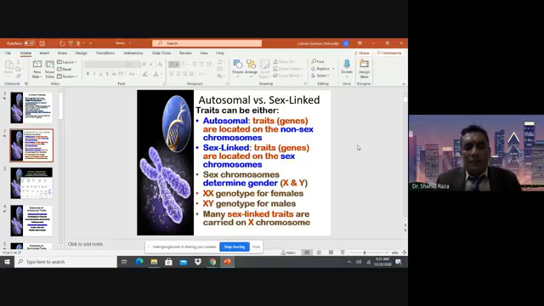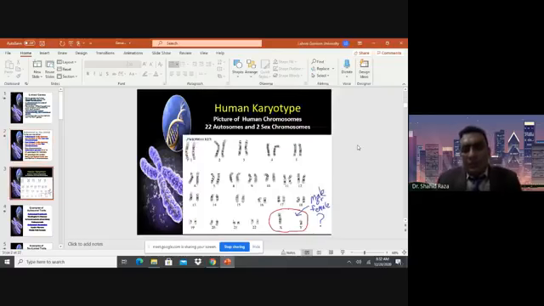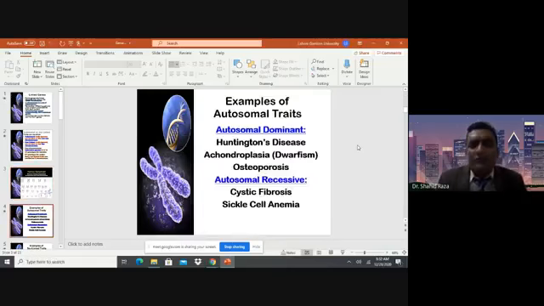Sex chromosomes determine gender, X and Y. XX is the genotype for females and XY is the genotype for males. Mainly, sex-linked traits are carried on the X chromosome. If we look at the human karyotype in this picture, there are 22 pairs of autosomal chromosomes and two sex chromosomes. In this diagram, the last one marks the sex chromosomes.